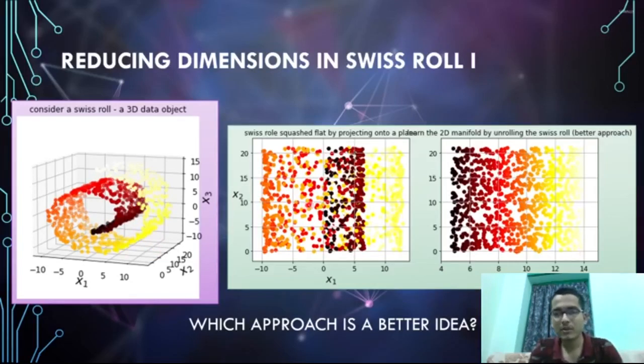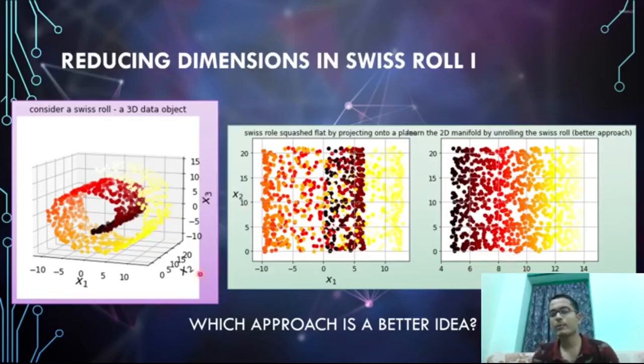If we squash the Swiss roll from above, by projecting it on a plane, everything will be mixed up, right? The black portion will be here, the red portion will be on this side, and the yellow on the right side. But if we unroll this Swiss roll, we get particular boundaries.